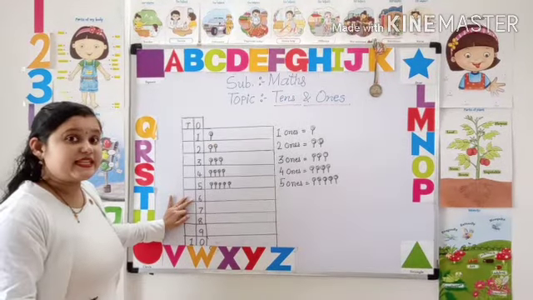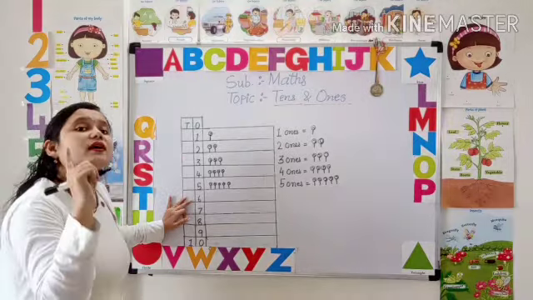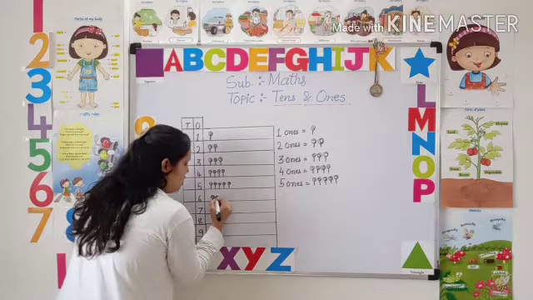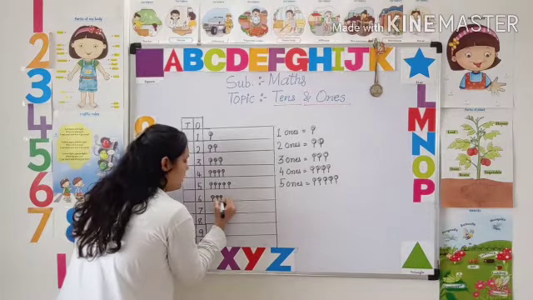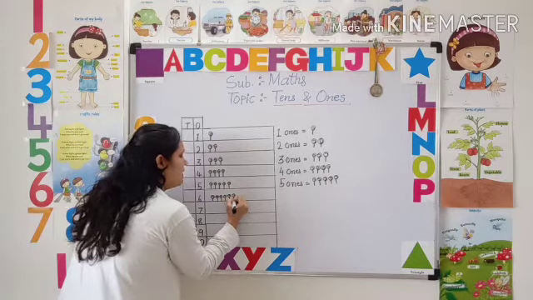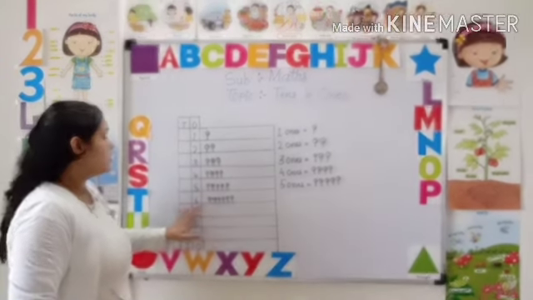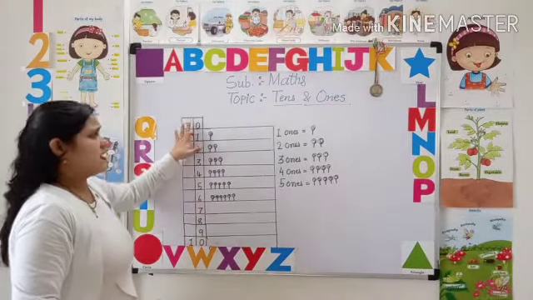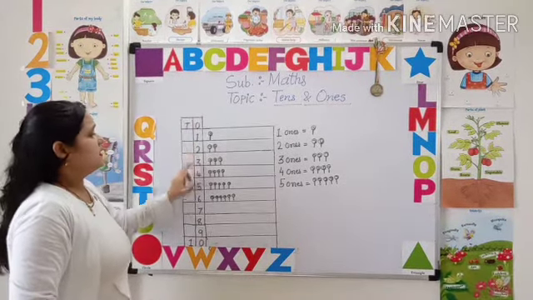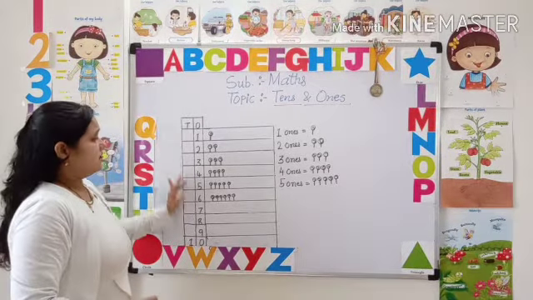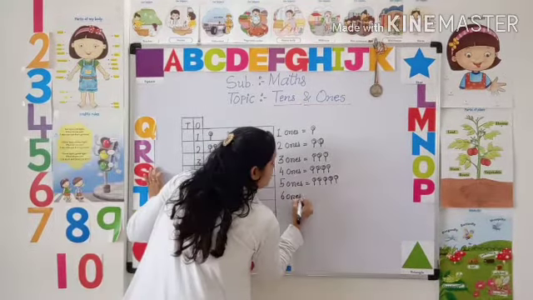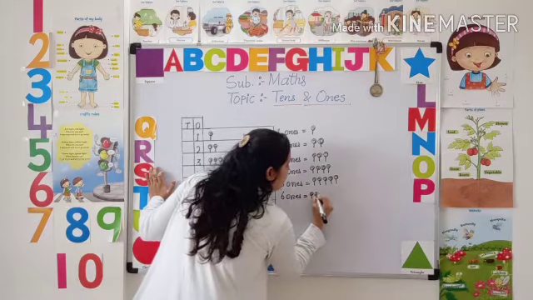Now, which number is this? 6. Very good. This is number 6. So, I will make here 6 lollipops. 1, 2, 3, 4, 5 and 6. 6 lollipops. Because this is 6 ones. 1 ones. 2 ones. 3 ones. 4 ones. 5 ones. And this is 6 ones. It means 6 objects. Right?